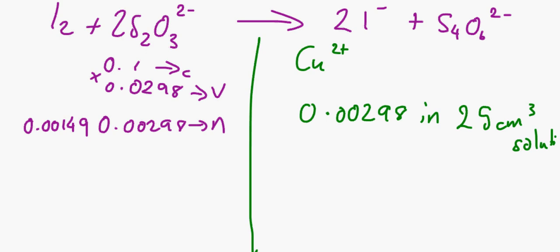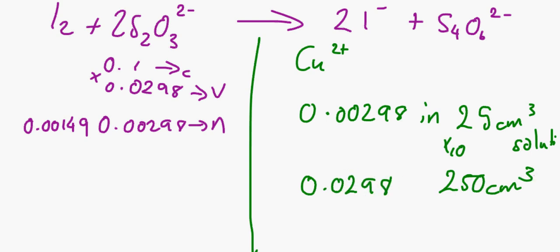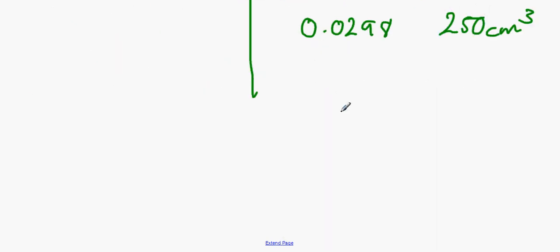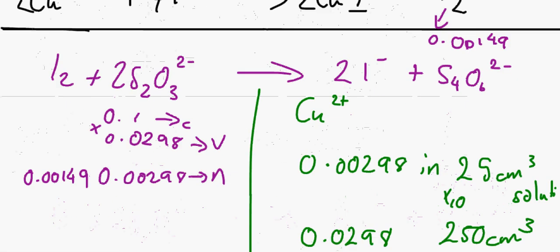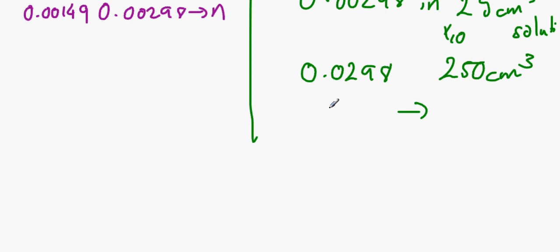Remember, we only used 1/10 of that solution. We have still got 9/10 of that still in your hand. So what we need to do is to multiply this by 10 to get 250 centimeters cubed, and also multiply this by 10. So in a 250 centimeter cubed solution, we have 0.0298 moles, and using that we can find out the mass that has reacted. We know what the MR is if we look at the periodic table, which I haven't got for some reason, but the periodic table shows us that the AR of copper is 63.5.